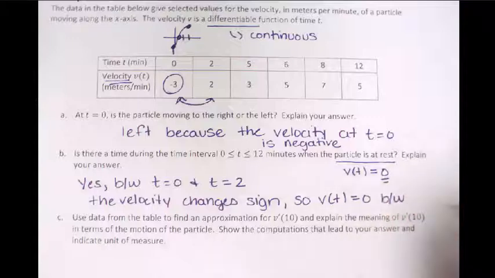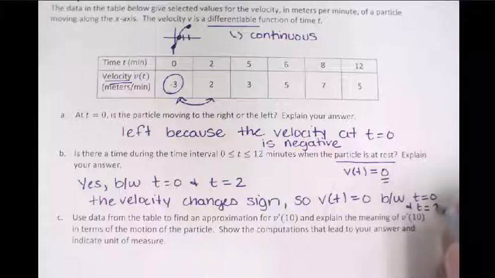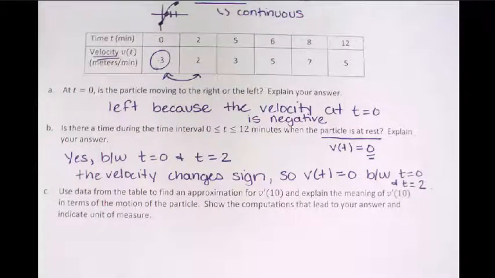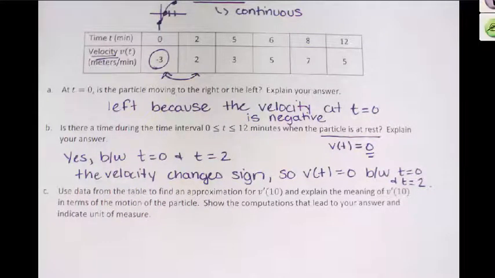Between time 0 and time 2. So if you change from negative to positive or positive to negative, you're going to have to hit 0 somewhere in that interval. We don't know where, and we don't need to know where. It just wants to know, is it going to happen?